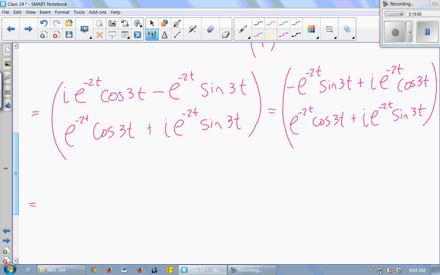Okay, so now I'm going to separate this into the sum of two vectors. One vector is going to have strictly real components, right? And the other vector has strictly imaginary components. So I'm just going to break this one big vector up into the sum of two vectors.